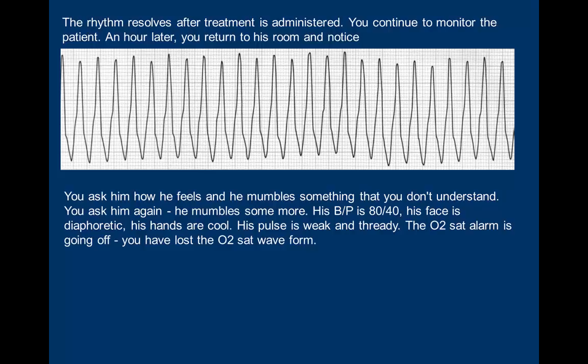And then an hour later, you return to his room and notice this rhythm, and you ask him how he feels, and he mumbles something, and his blood pressure is altered. He's diaphoretic. His hands are cool. His pulse is weak and thready, and the O2 sat alarm is going off.